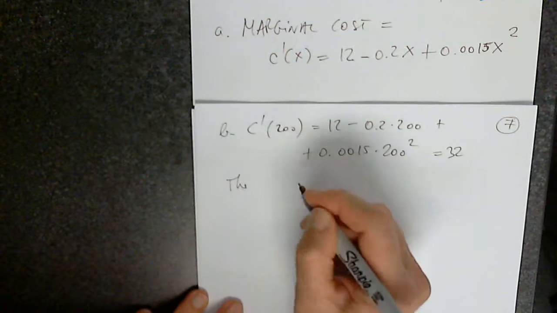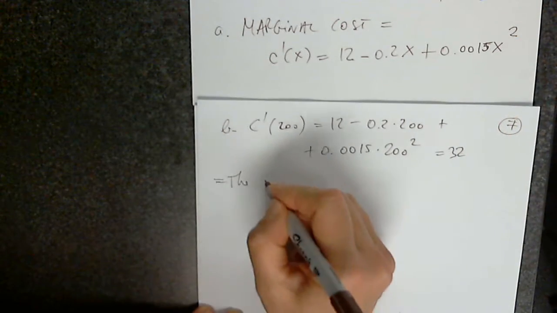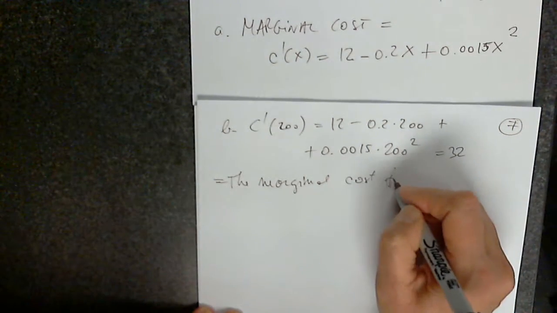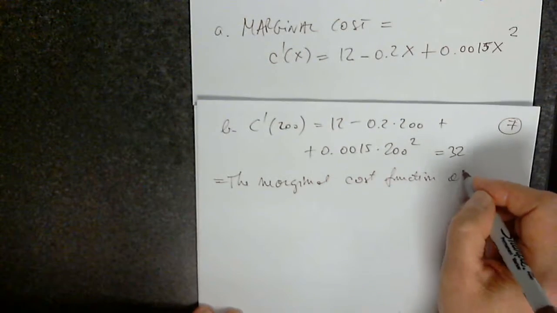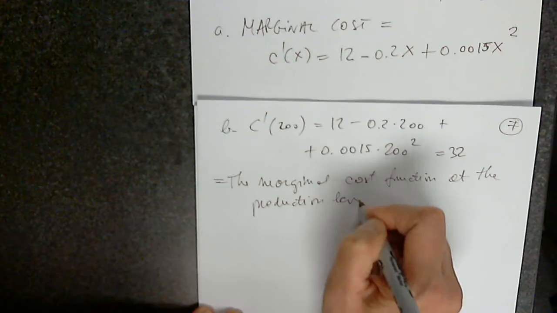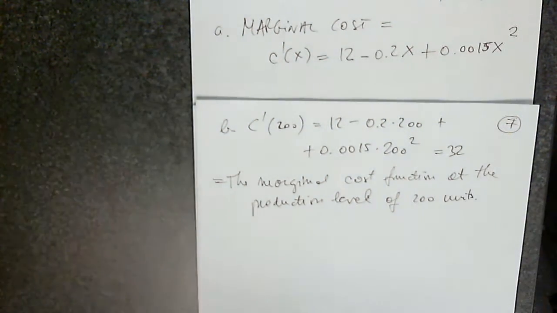So this is the marginal cost function at the production level of 200 units. But the measurement unit, we have not written the measurement unit.